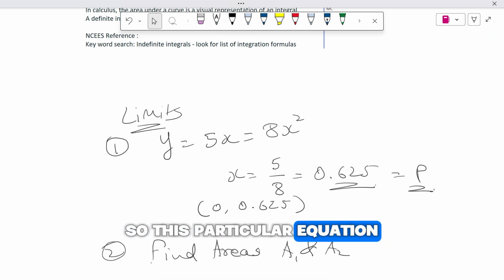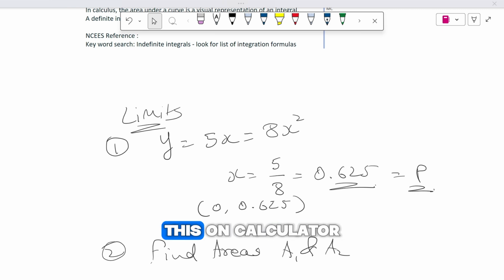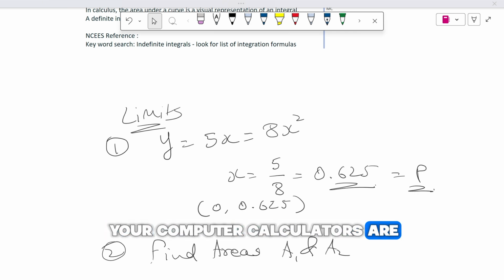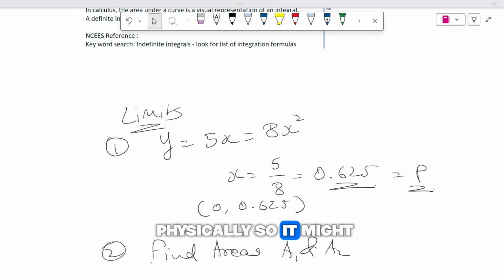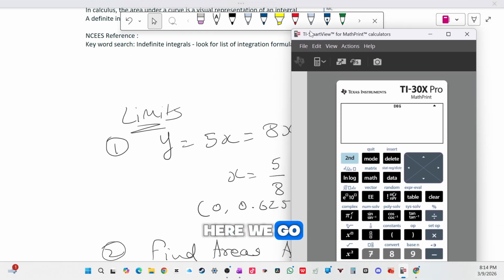So this particular equation, I know many of you are having questions about how to solve this on the calculator. It is very important to master it before you get to the exam, which is why, even though it might take a second for us to solve, let's actually use the calculator today. The problem is that computer calculators are more complicated than the calculators you actually use physically, so it might take a second. Here we go.